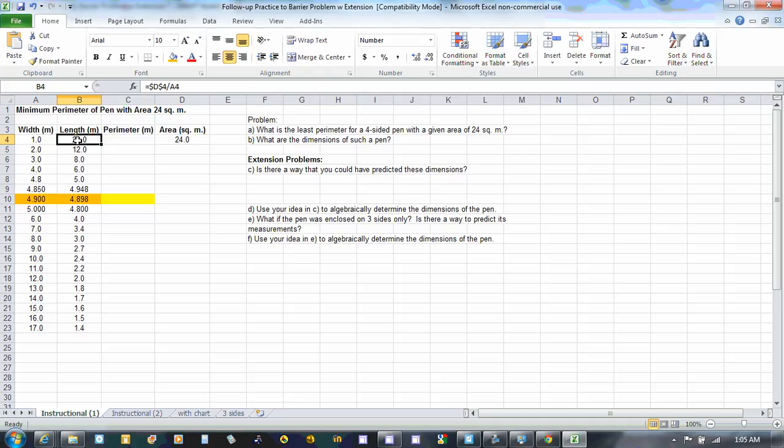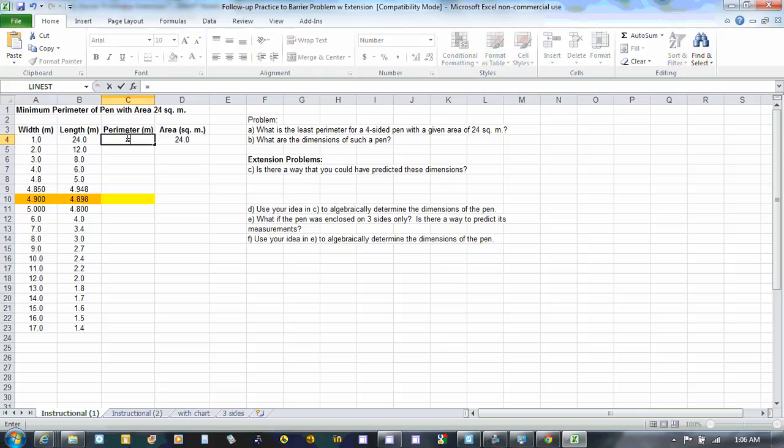The length isn't going to change because the length is based on the area divided by the width. Okay, so whether we have three or four sides, the area is not going to change. The area is not dependent on the number of sides you have. It's only dependent on each of the length and the width. Perimeter is dependent on how many sides you have. So let's recalculate the perimeter.